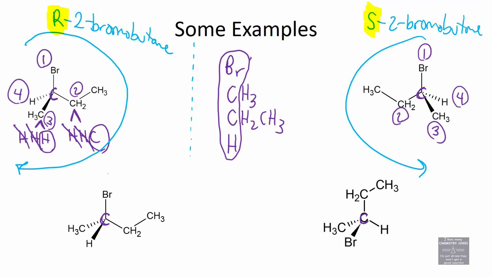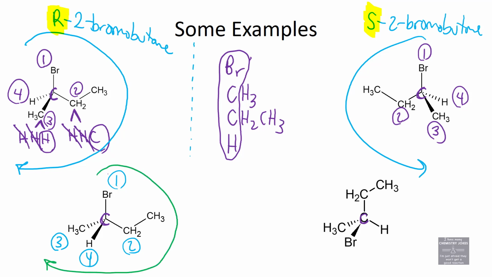Good news down here, it's the same example. So I can do 1, 2, 3, 4. I check, my lowest priority is, no, my lowest priority is not oriented away. So the official Cahn-Ingold-Prelog rules say the lowest priority needs to be away, but there is a shortcut. You can say 1 to 2 to 3, like that. 1 to 2 to 3, that's clockwise.